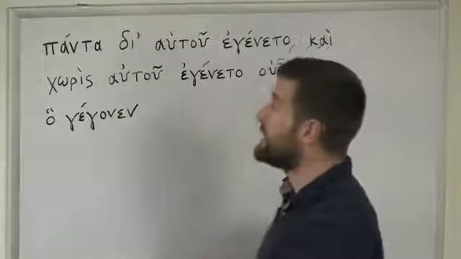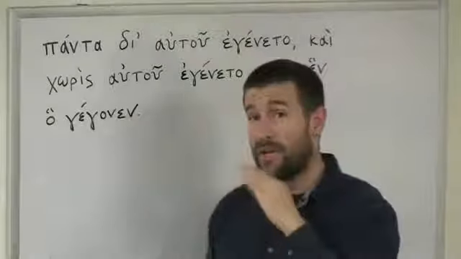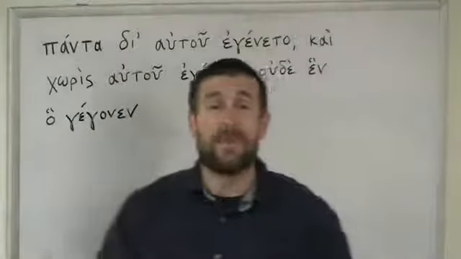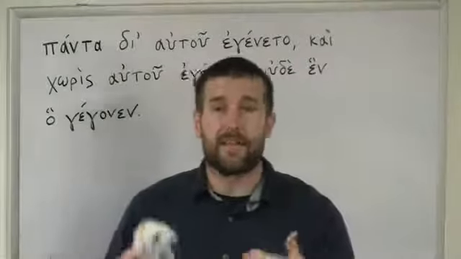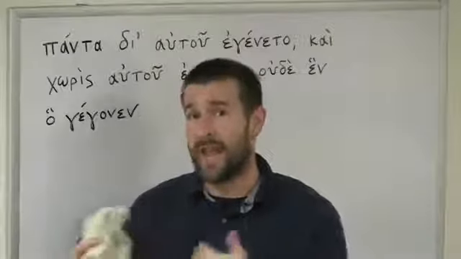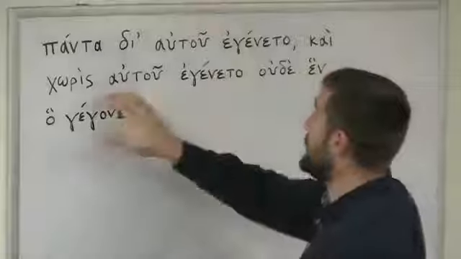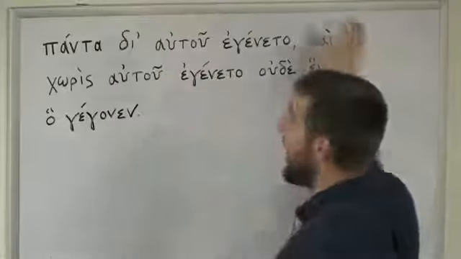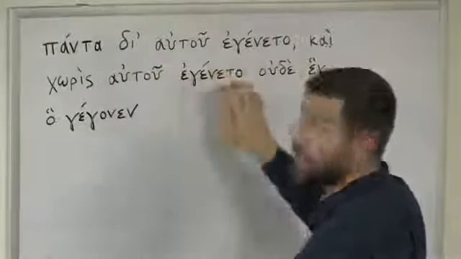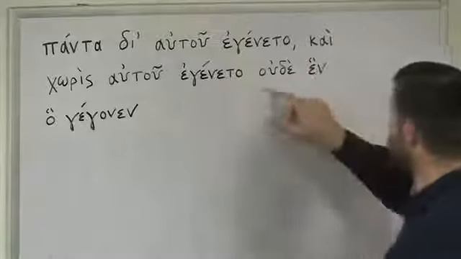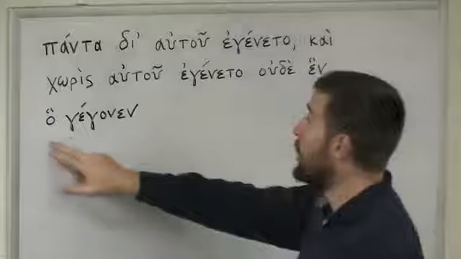Και χωρίς αυτού. And without him, αγένετο. What does αγένετο mean? Came into being. In this case, it's being translated was made. So what this is saying then is και χωρίς αυτού αγένετο, and without him was made, right? And without him was made, ουδέ εν οίγονεν.